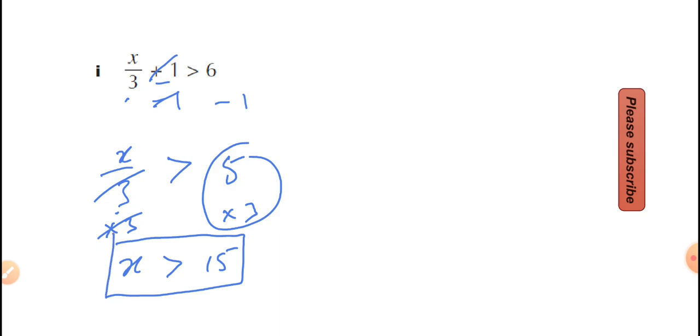This is the solution. So if they asked what is the smallest possible value for x, or what's the smallest possible integer, the answer would be x is equal to 16, because x can't be 15. X has to be greater than 15.